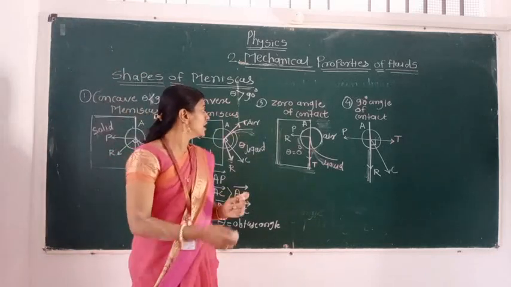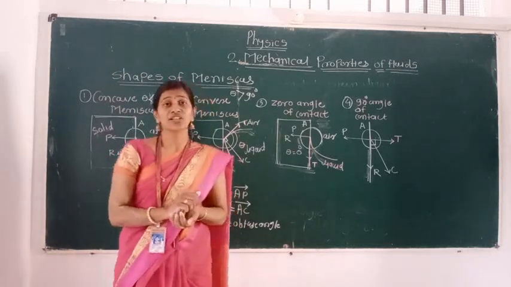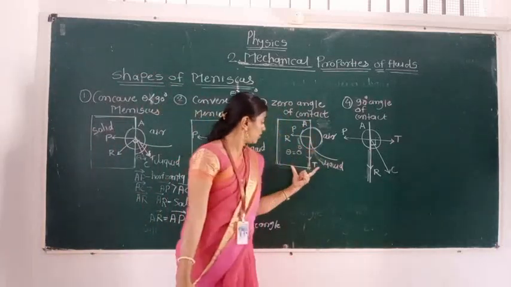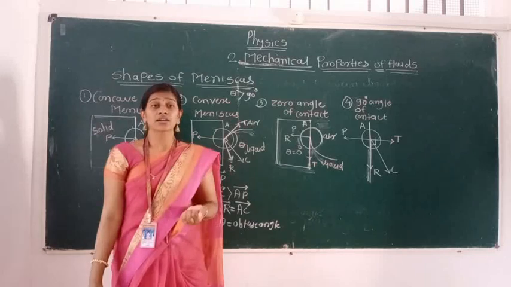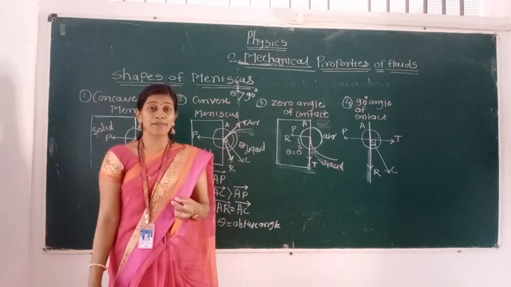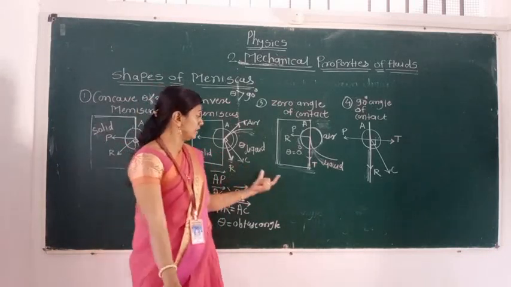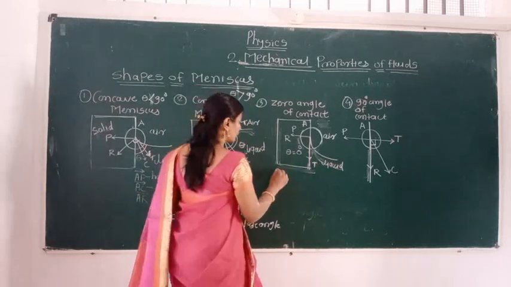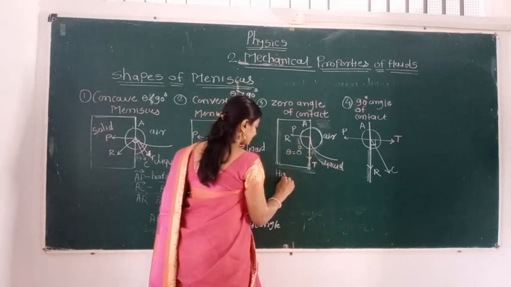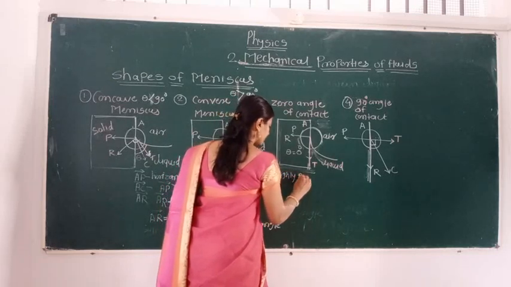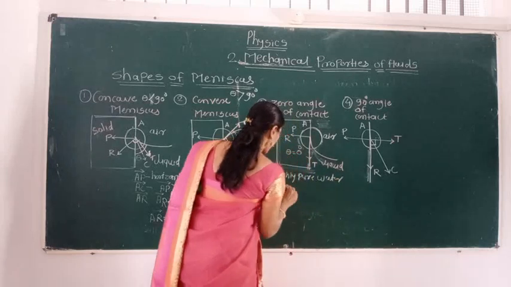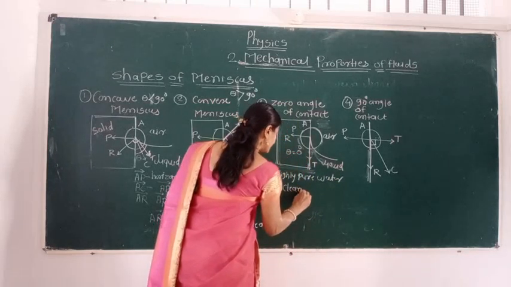Next one is the zero angle of contact. Here, for the zero angle of contact, the diagram is shown on the board. In that, the liquid and solid are in contact, but the liquid is highly pure water. Here we have to take highly pure water and clean glass.